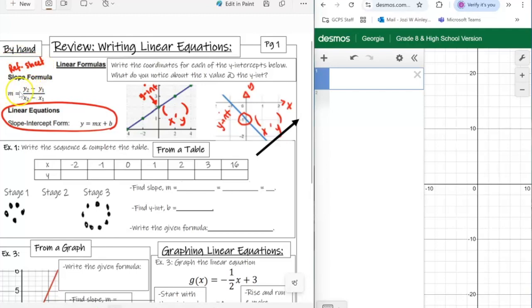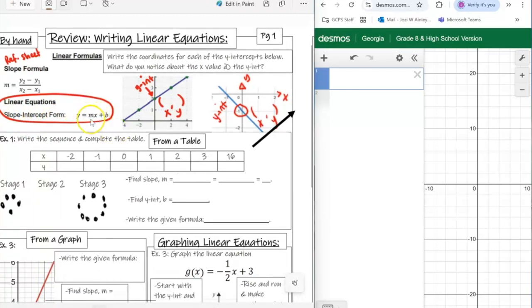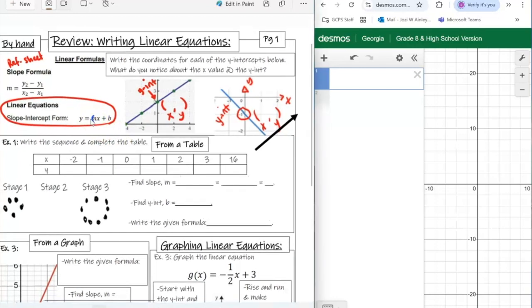This is the slope formula, which is m equals y2 minus y1 over x2 minus x1. And the other one you're going to use is the slope-intercept form formula, which is y equals mx plus b. What does m mean? M is your slope. And what does plus b mean? Plus b is your y-intercept, and that simply just means where it crosses the y-axis.